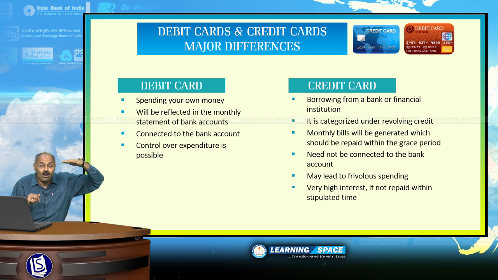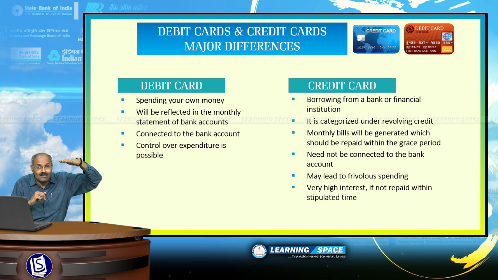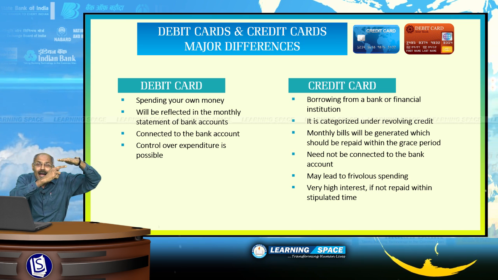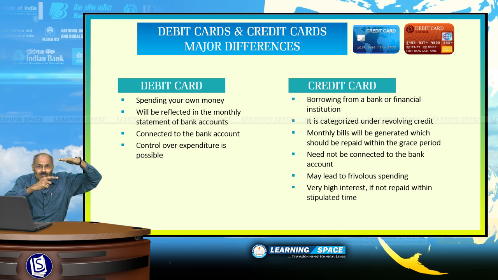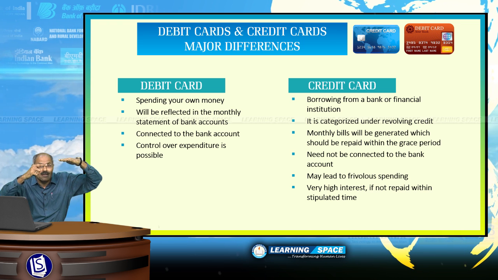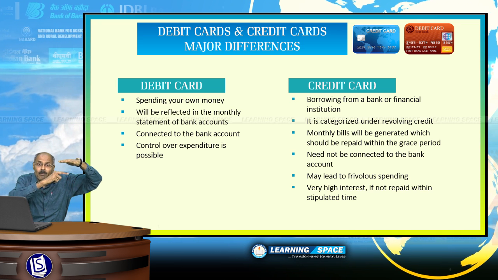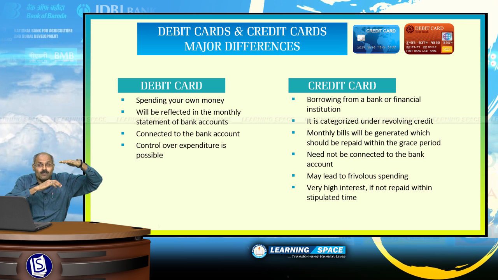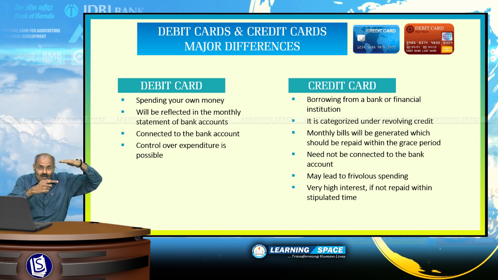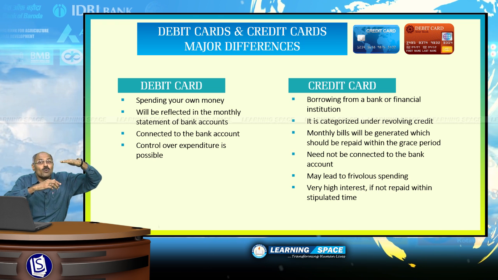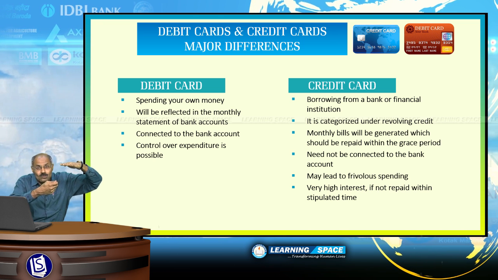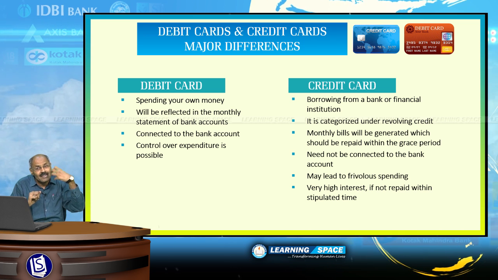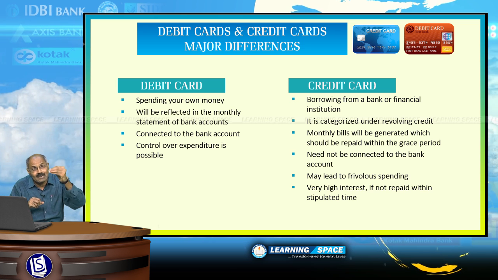What is the meaning of revolving credit? Revolving credit is you purchase something this month, pay back to the bank, again purchase something, again pay back to the bank. That means you are accessing the bank's funds and time and again you are paying back to the bank. So, that is the revolving credit, right. So, credit card transaction is categorized as a revolving credit.